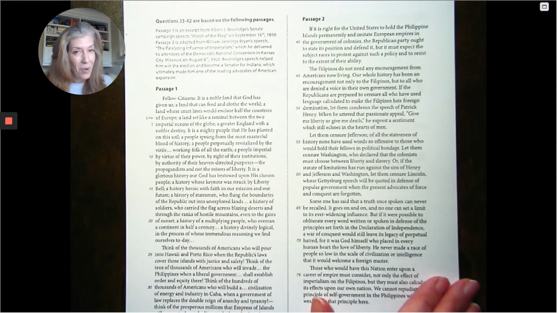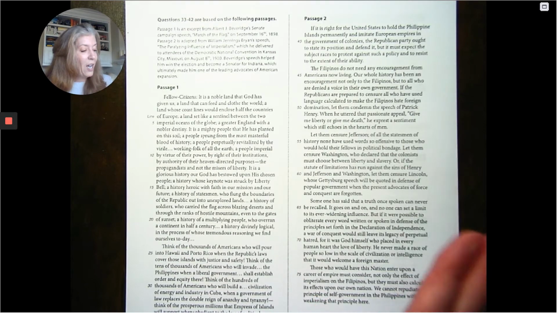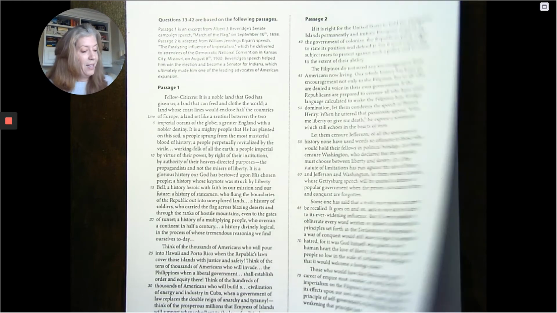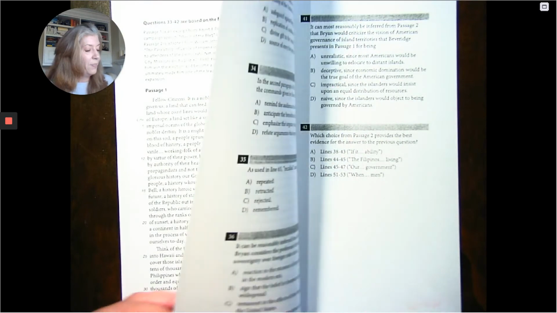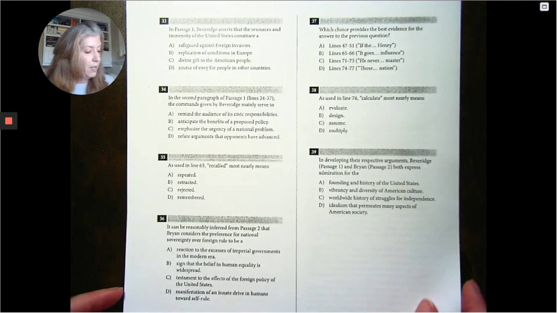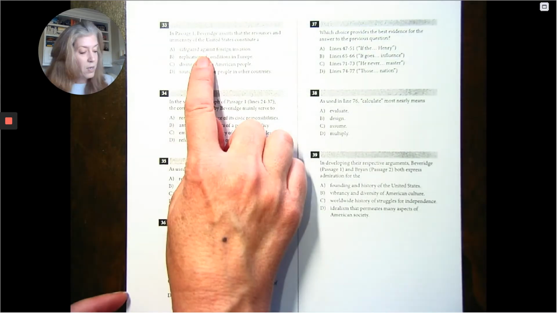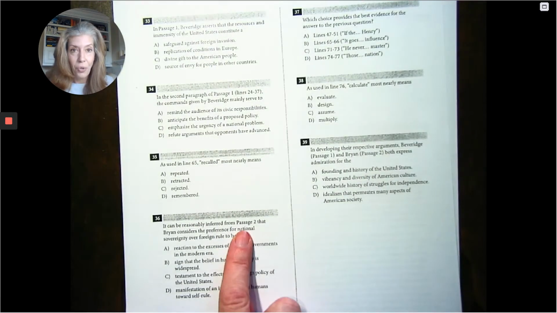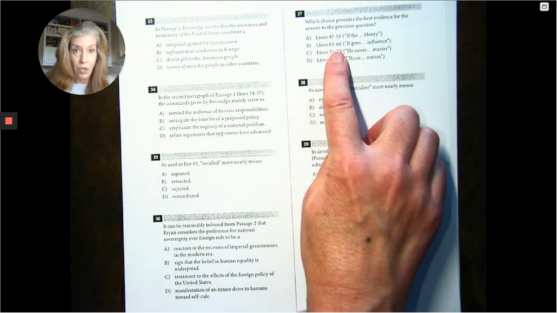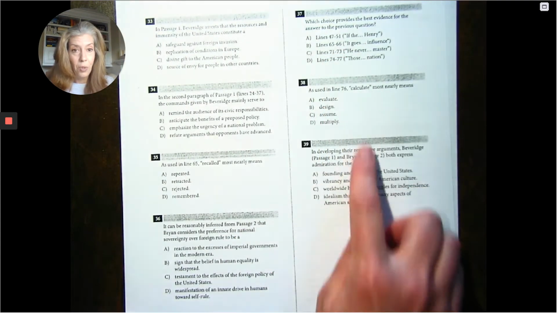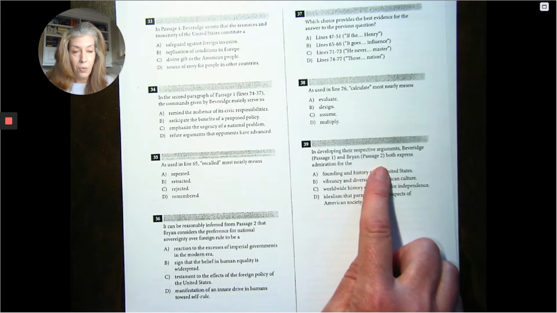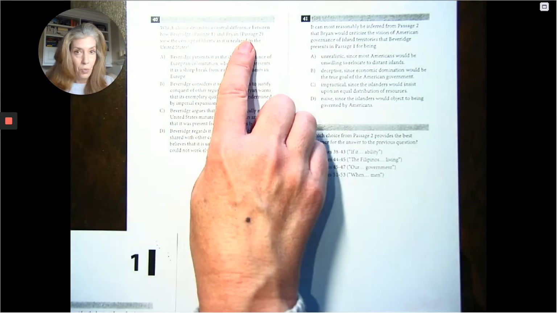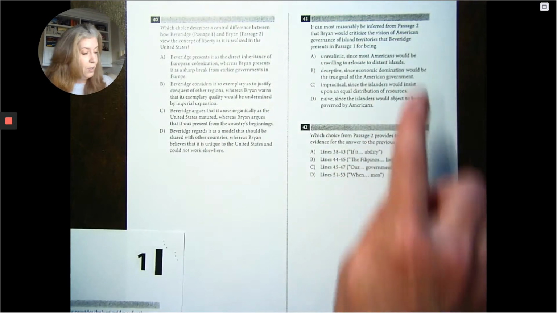But another thing I want you to notice is that although passage 2 is shorter, let's have a quick look at some of the questions. We have one from passage 1, second paragraph of passage 1, line 65. Oh, we're already on passage 2. Passage 2. Passage 2 has to be true for 2. Passage 2.